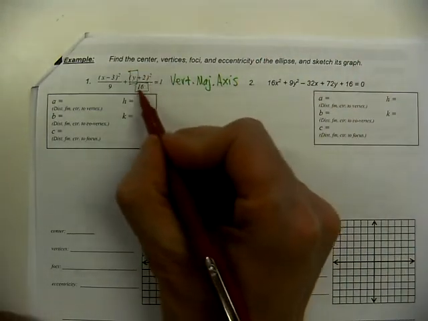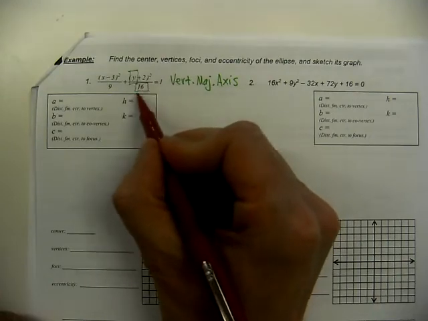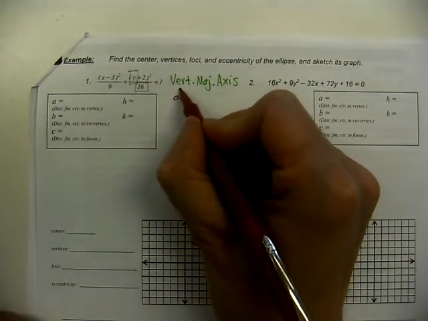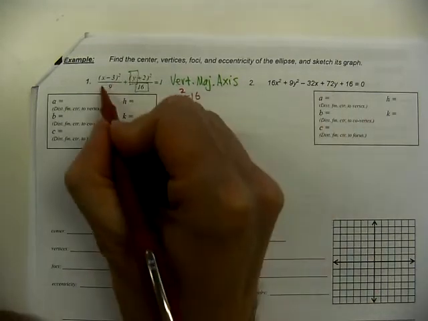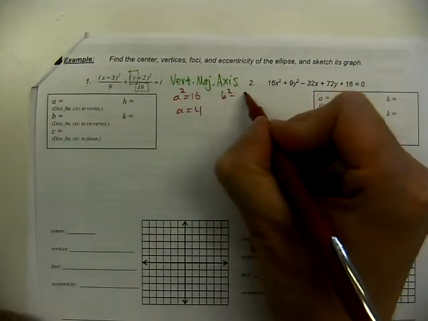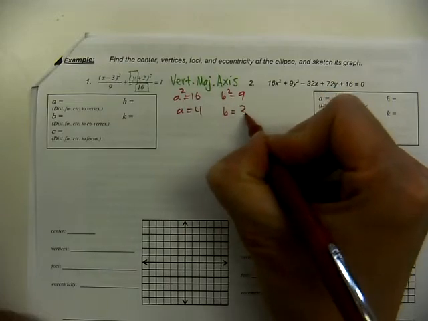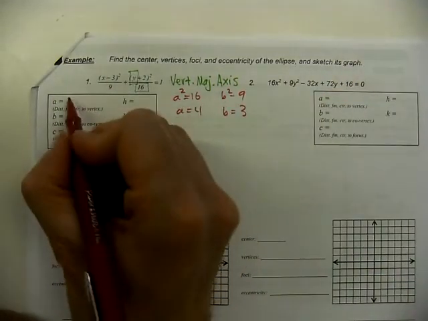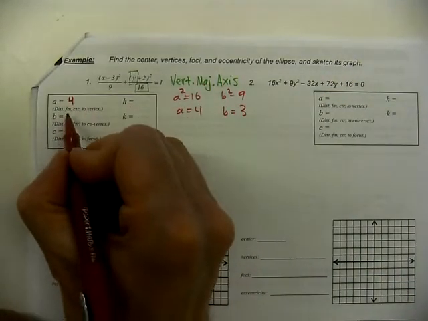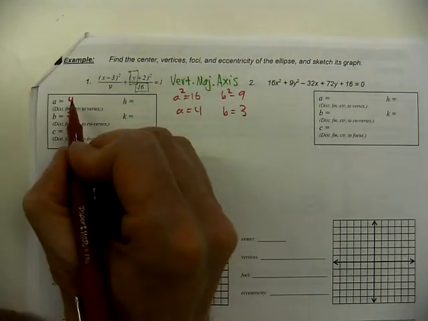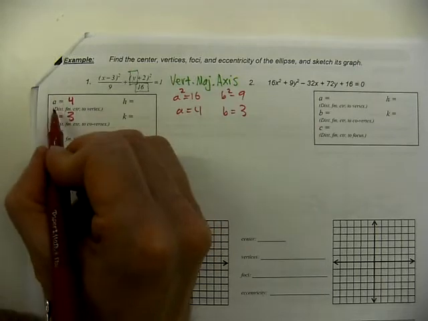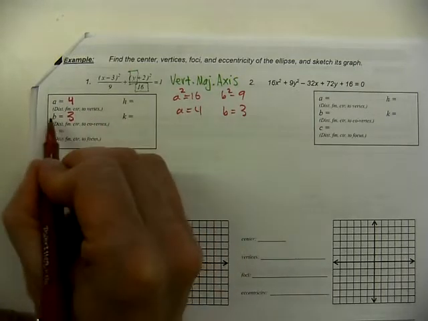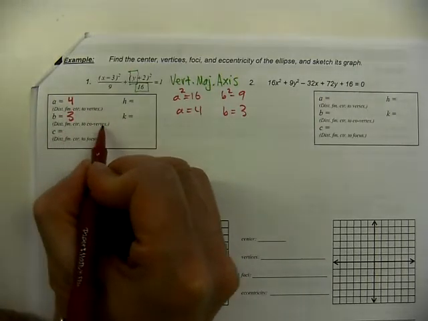That means the 16, the bigger number, is paired up with the a squared. So a squared equals 16, therefore a is 4. The smaller denominator is the b squared. So b squared is 9, so b is 3. In the box here, it's just a convenient way to organize what these numbers represent, because oftentimes it's like, wait, what does the a do? What does the b do? So the a is the distance from the center to the vertex. The b is the distance from the center to the covertex.